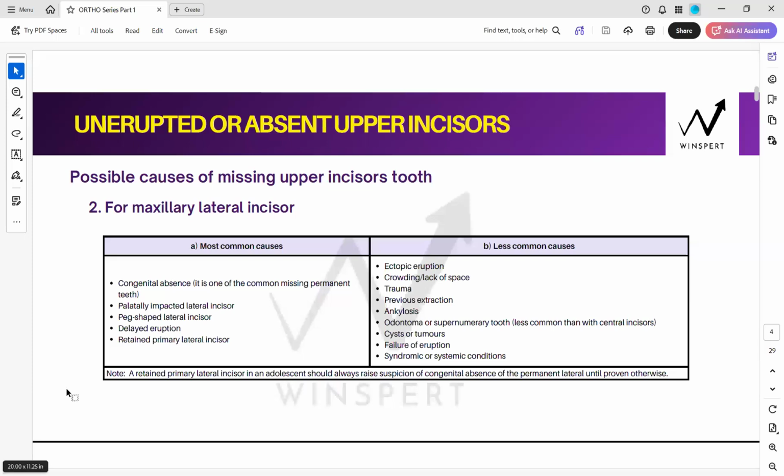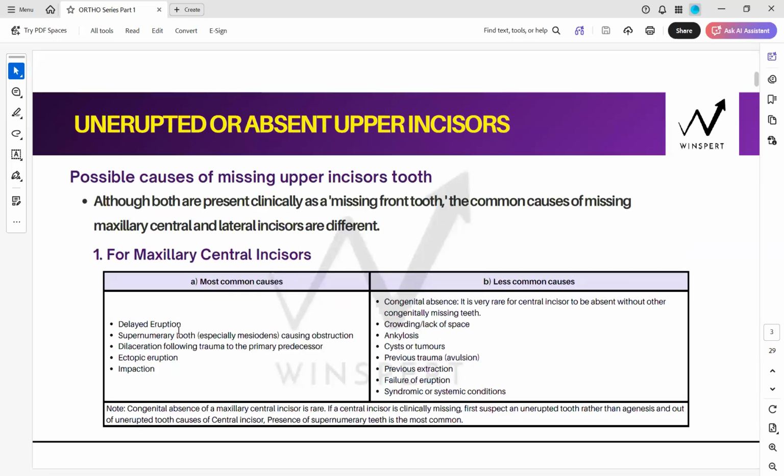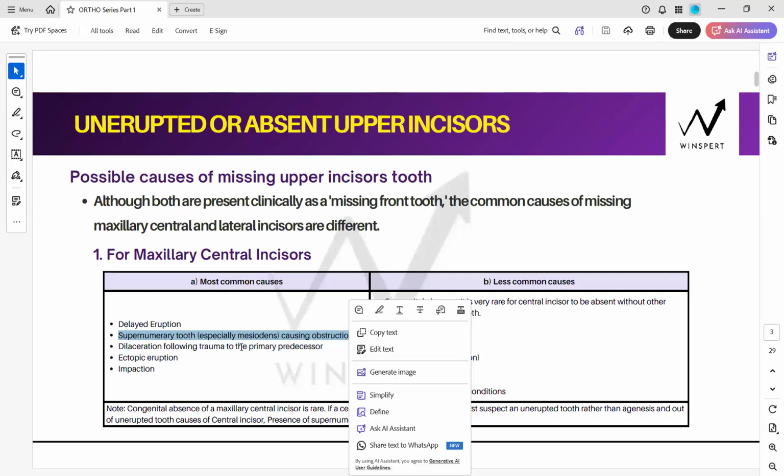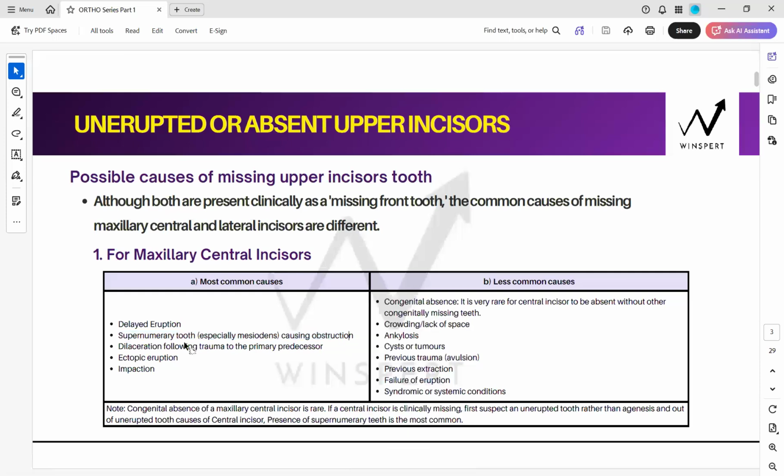And for the central incisor, the most common cause is delayed eruption due to a supernumerary mesiodens obstructing and leading to delayed eruption, right? Does that make sense? This is the number one cause here. Then dilacerations, delayed eruptions and impactions, and the less common cause in the upper central incisor is congenital absence. That's rarely seen.